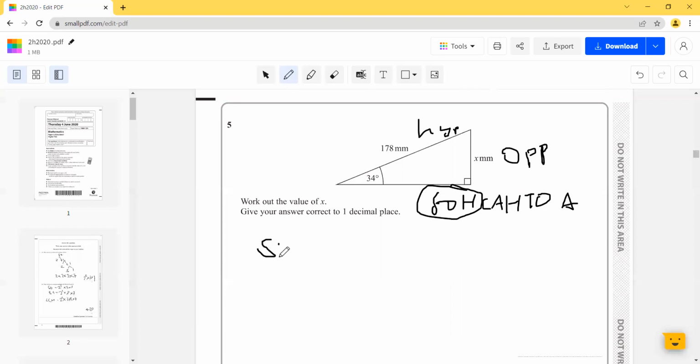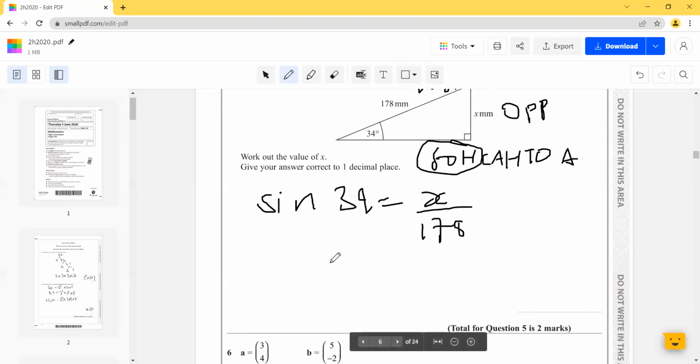So the sine of 34 is equal to x over 178. So x is equal to 178 times sine of 34, which is 99.5 centimeters.